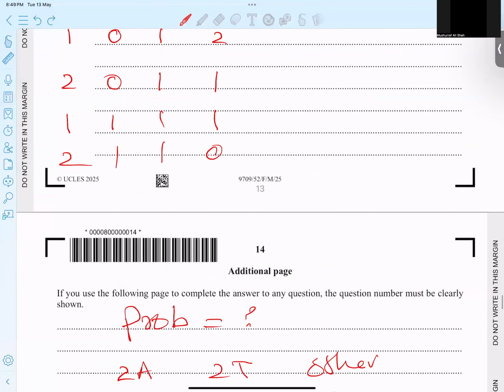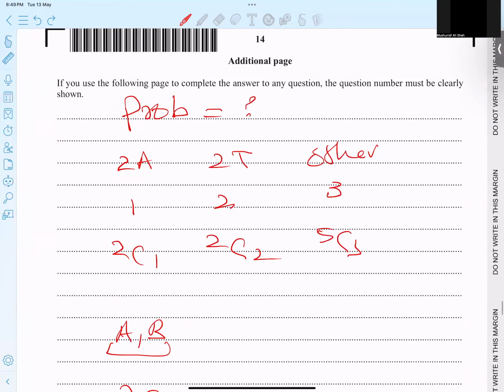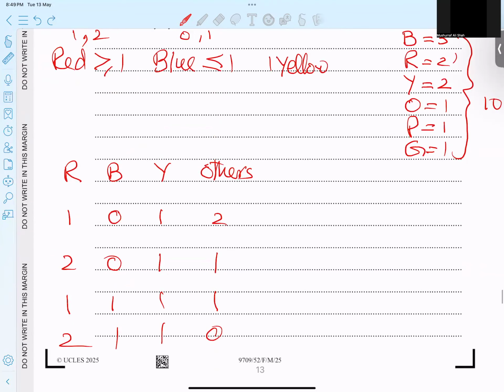Look at the word different here. It means the books are not the same. Like two A's, they are the same. Look, A is the same, correct. T is the same, correct. But can you say these books are the same? Not at all. These books are different from each other. So from two red, I will take one red. So 2C1. Okay, from the three blue, I need not a single blue.